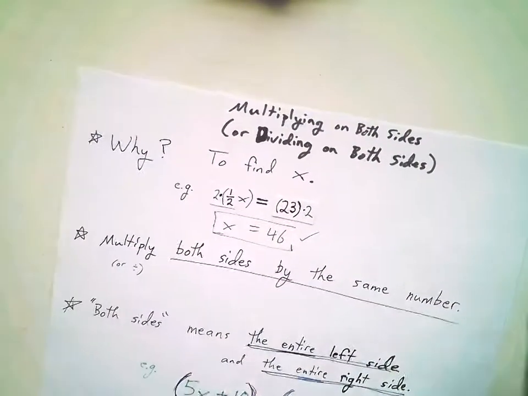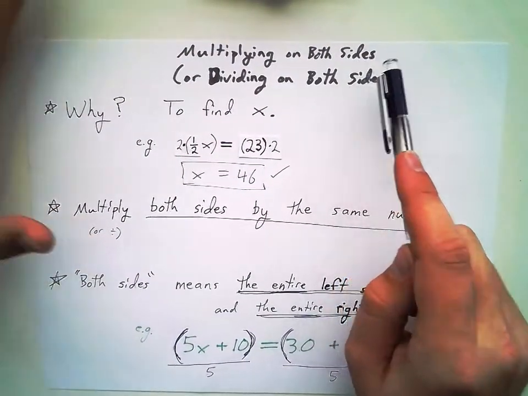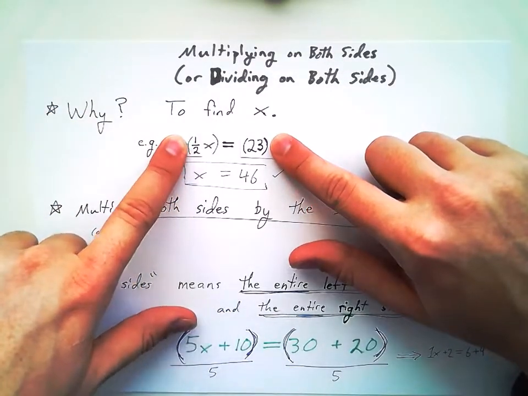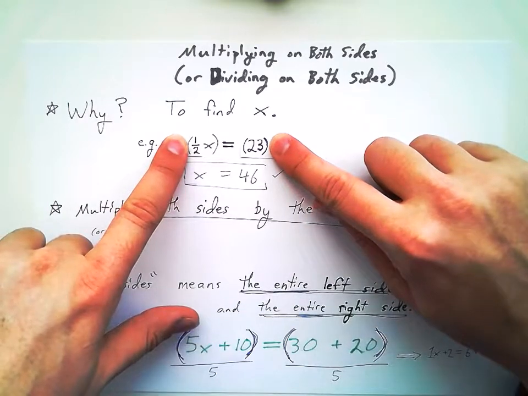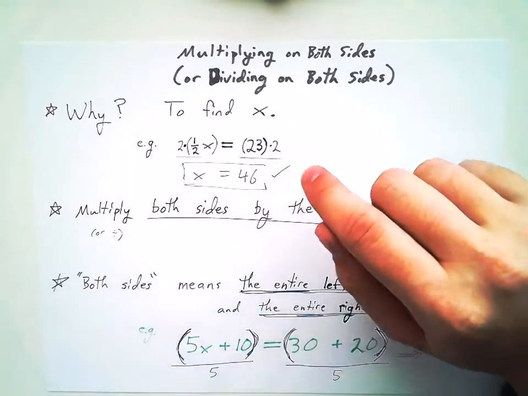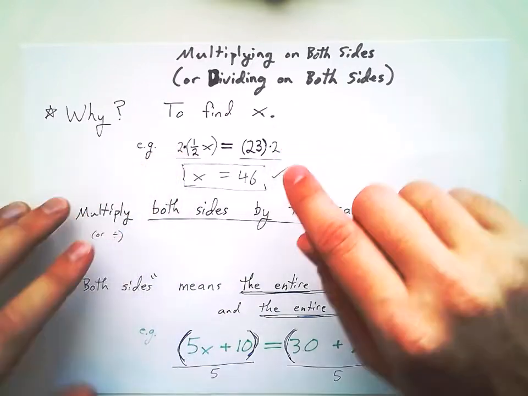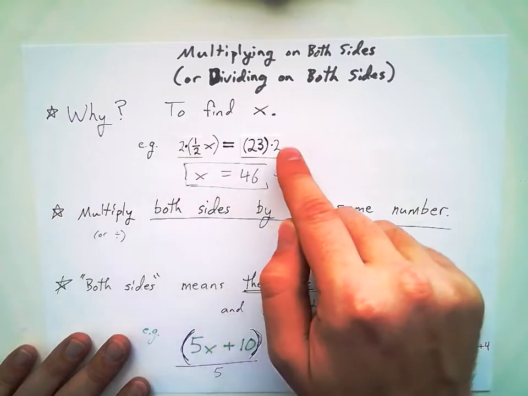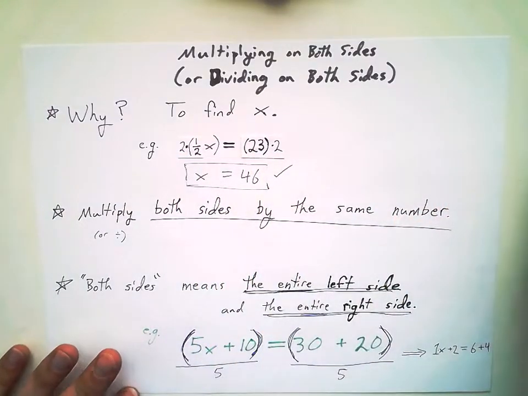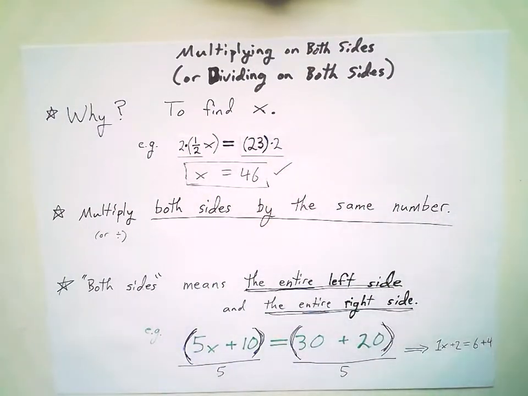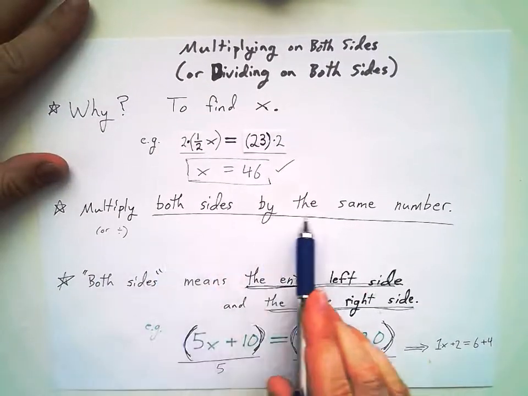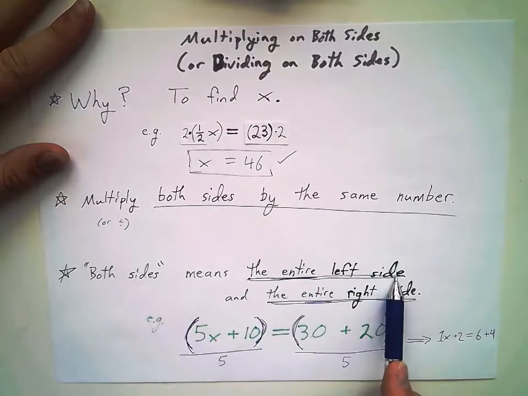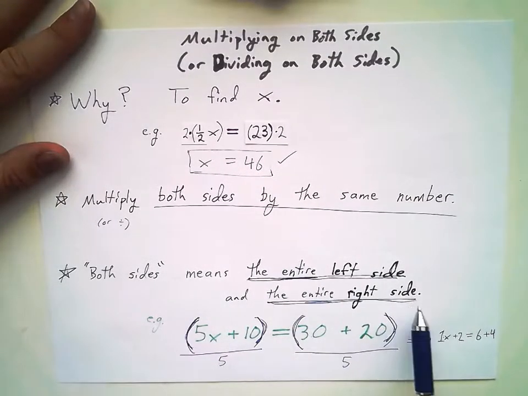We can multiply or divide both sides by a number. In this example right here, if I have a half x equals 23, I could double both of those, so multiply both sides by 2, and get x equals 46. I did the same thing to both sides, so it's still equal. You've got to multiply or divide both sides by the same number. Both sides means the entire left side and the entire right side.